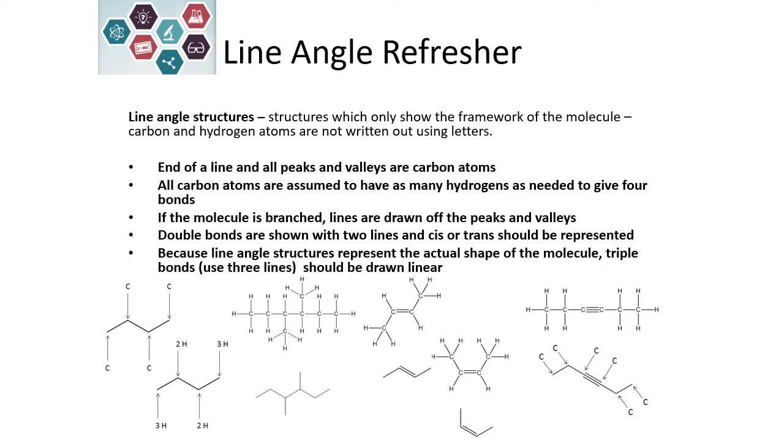The carbon is found at the peaks and the valleys of the lines that are drawn. And if we have a branched molecule, those branches come off of the peaks or the valleys. When we draw double bonds, we can show that it is cis or trans, depending on where the carbons are located on either side of our bond. So if it is cis, the carbons are on the same side of the double bond. If it is trans, the carbons are on opposite sides of the double bond.